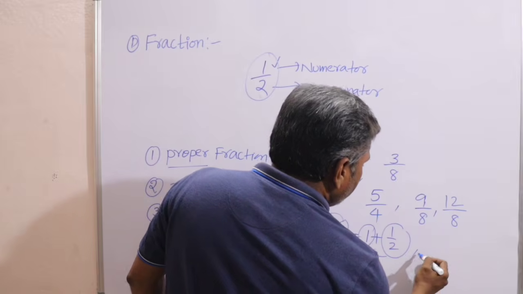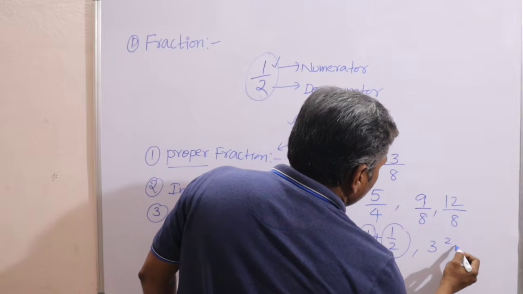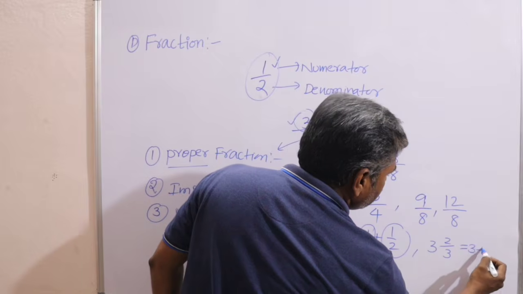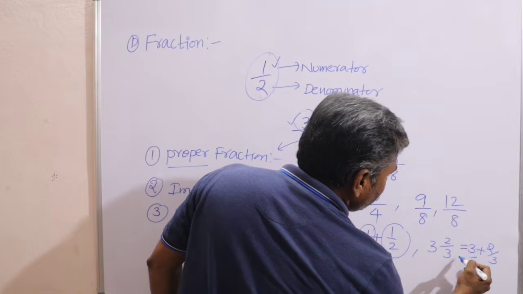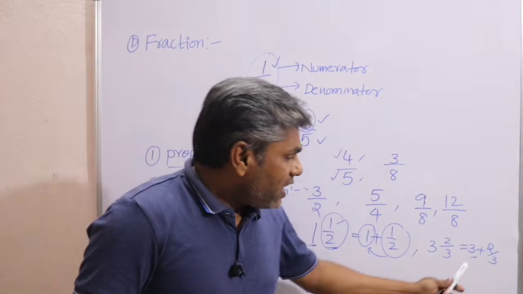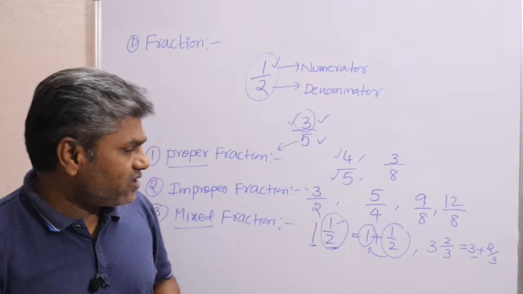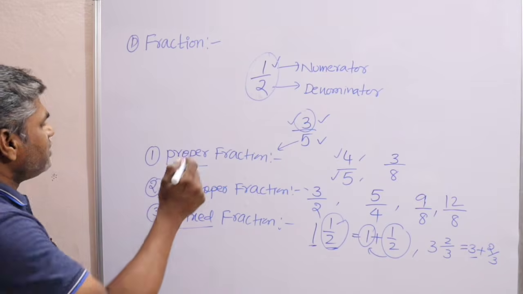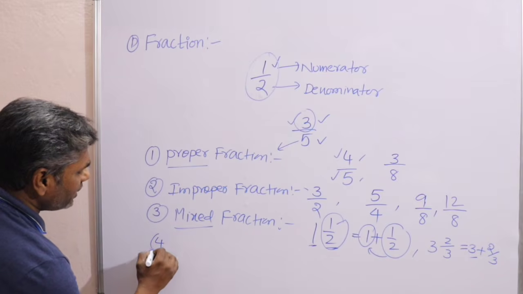You may take many examples for this. 3 and 2 by 3 can be written as 3 plus 2 by 3. 3 is the whole, whatever the number of wholes, that does not matter here, and 2 by 3 is a proper fraction. That's why you call it a mixed fraction. Next one I am taking is unit fraction.